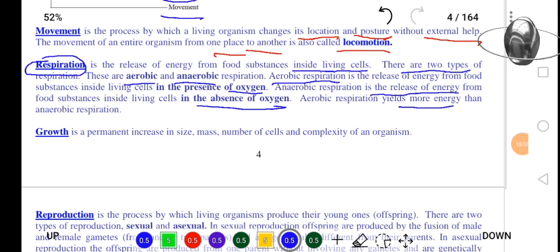Now, under anaerobic respiration, we expect a small amount of energy to be released because the food substance is not going to be oxidized.